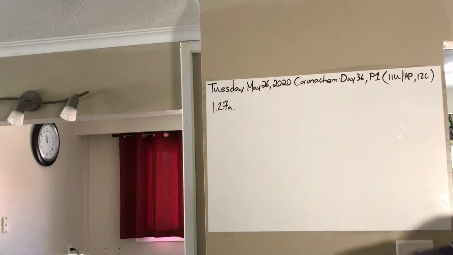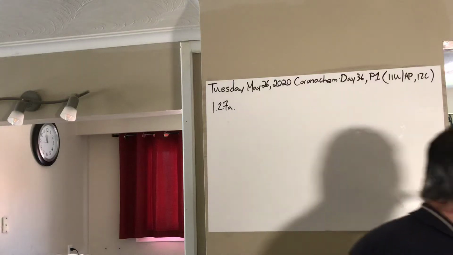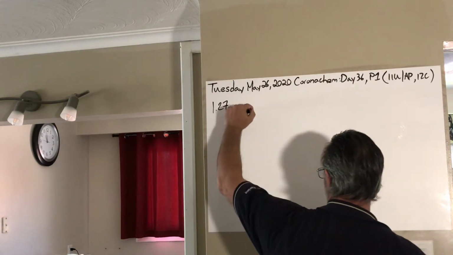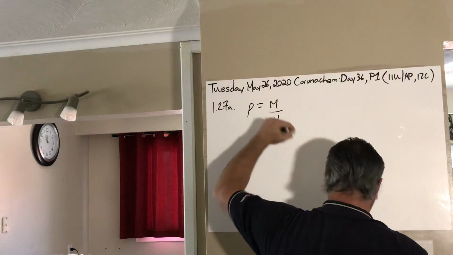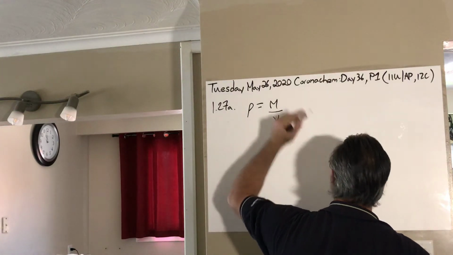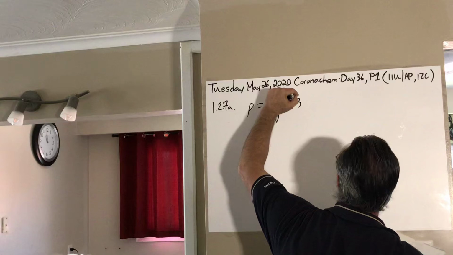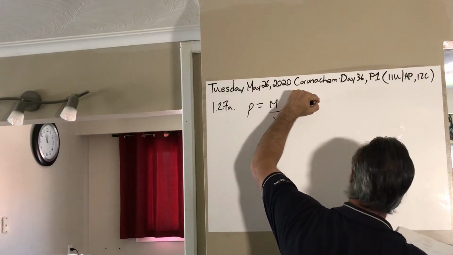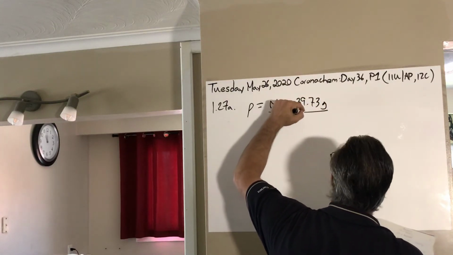So 127A is asking, a sample of carbon tetrachloride, a liquid once used in dry cleaning, has a mass of 39.73 grams and a volume of 25 milliliters at 25 degrees Celsius. What is its density at this temperature? Will carbon tetrachloride float on water? Materials that are less dense than water will float. So we're going to use the density equation. Density equals mass over volume. They say that the mass of the sample is 39.73 grams, and that it's a 25 milliliter sample.